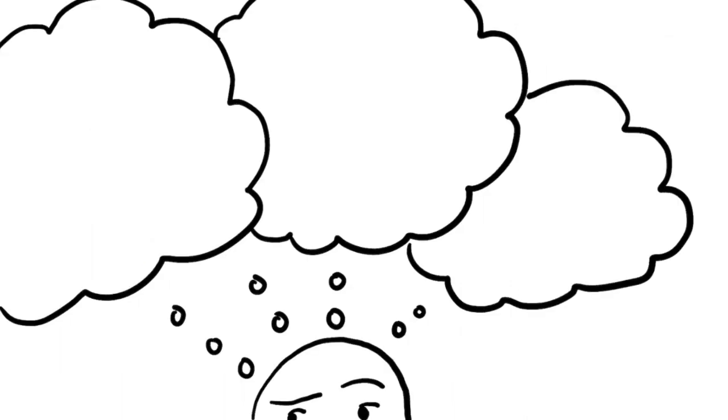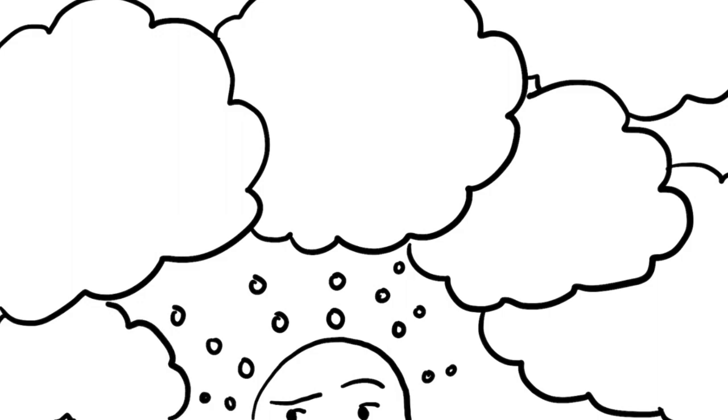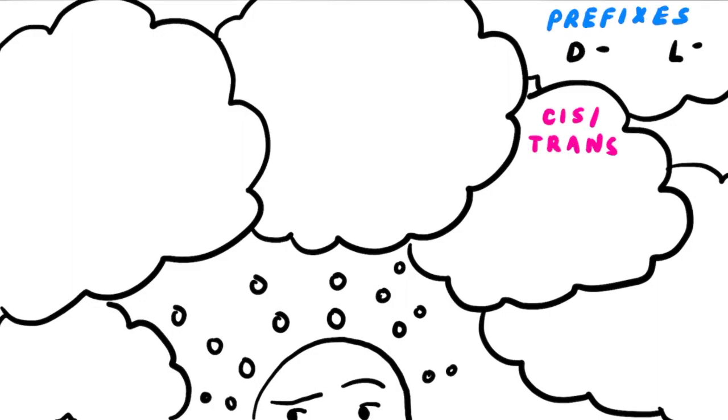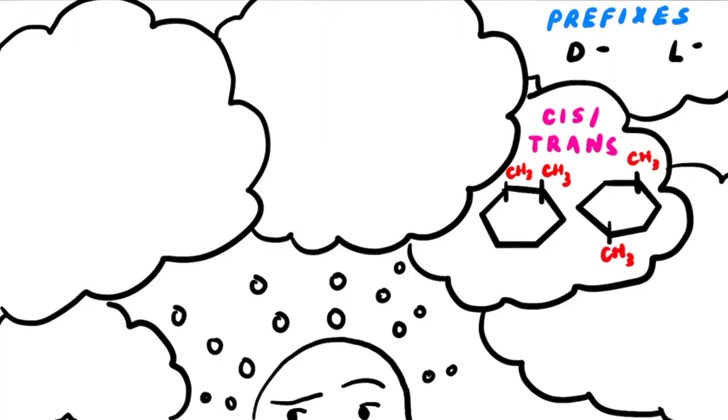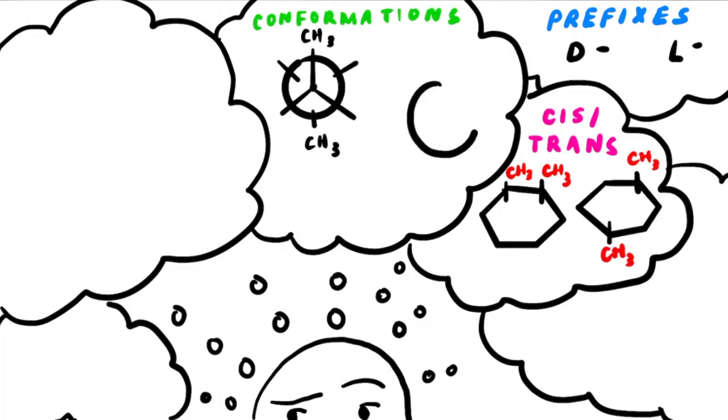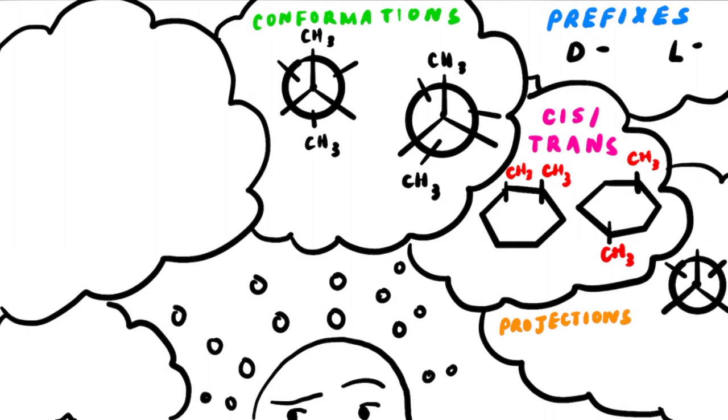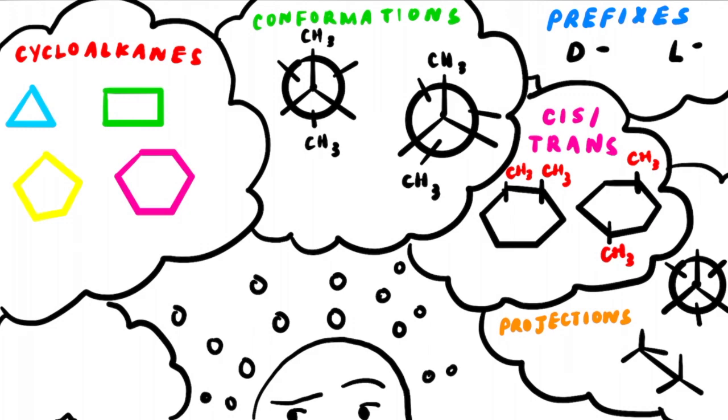Let's recap what we learned today. We started with labeling stereoisomers via their prefixes. We then continued by learning about cis and trans molecules. We then examined different conformations, specifically the staggered and eclipsed conformations. We then looked at how to draw these conformations via Newman and Sawhorse projections. We finished it off with cycloalkanes and all their complexities.